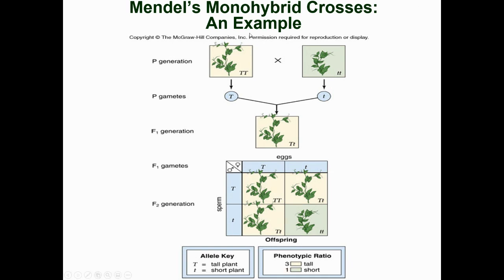So here's an example of Mendel's monohybrid cross. This is with tall flowers. When he took a tall flower, it was pure breeding, so we know it was two capital T's, tall is dominant over short, crossed with the short, homozygous recessive with two lowercase t's, because this is recessive.